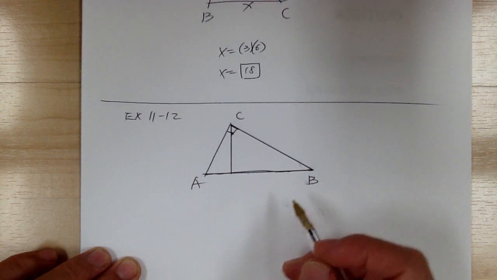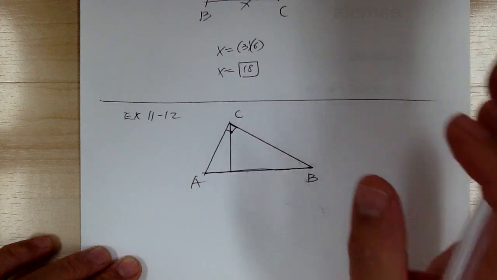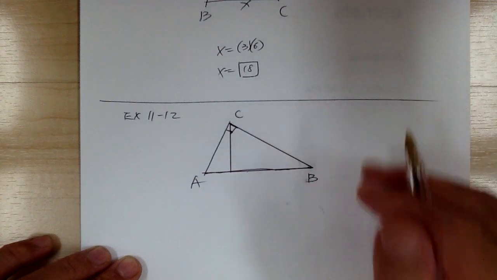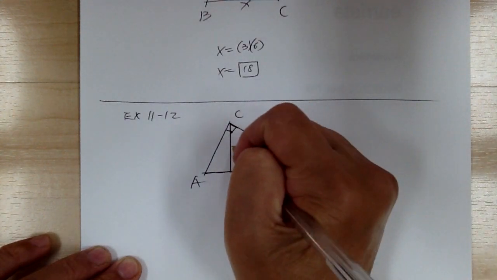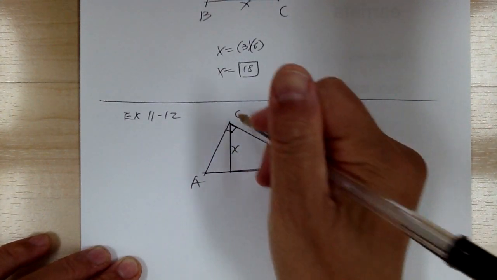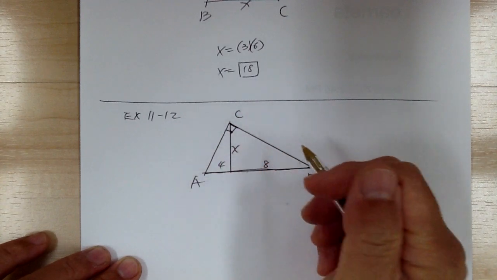Okay. So if your triangle is kind of bad, sometimes it's hard to tell which is the long leg and which is the short leg, and it's easy to write the equation wrong. Okay, so the altitude is what you're looking for, and it divides the segment into 4 and 8. Okay.